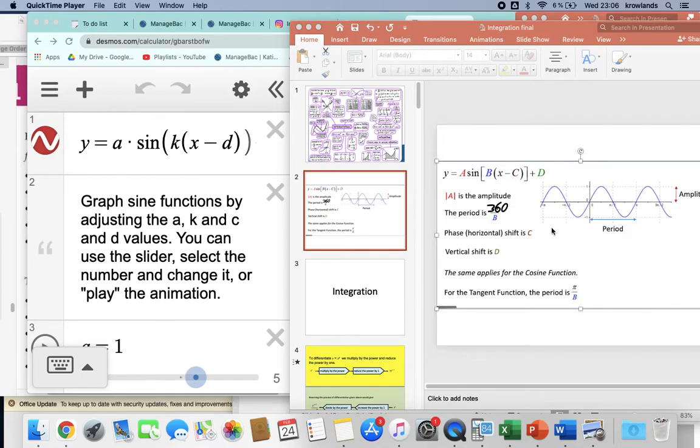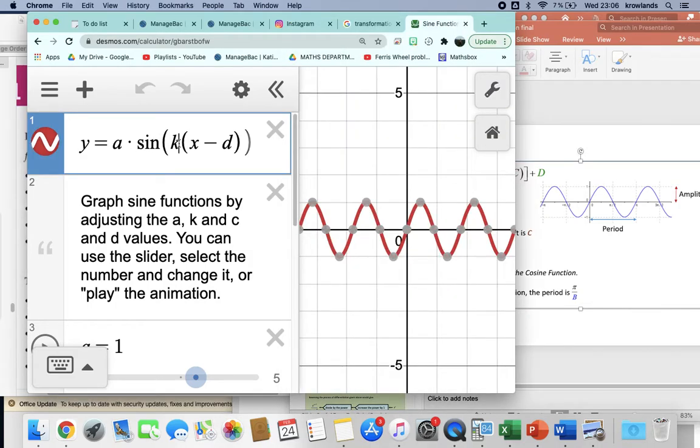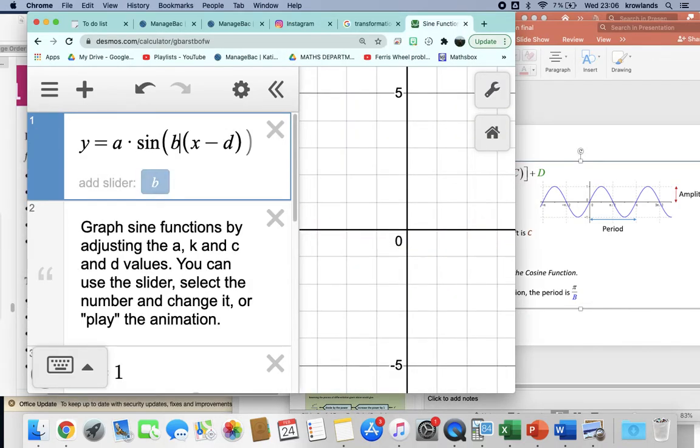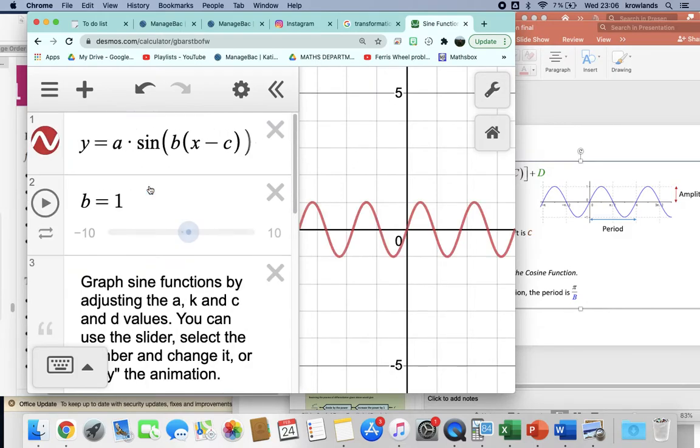Transformations of the sine and the cosine graph. This is when the topic starts to get quite challenging. In terms of your exam questions, normally we're going to refer to the letter in front of the function as a, the letter inside the bracket as b, this letter as c, and this letter as d.